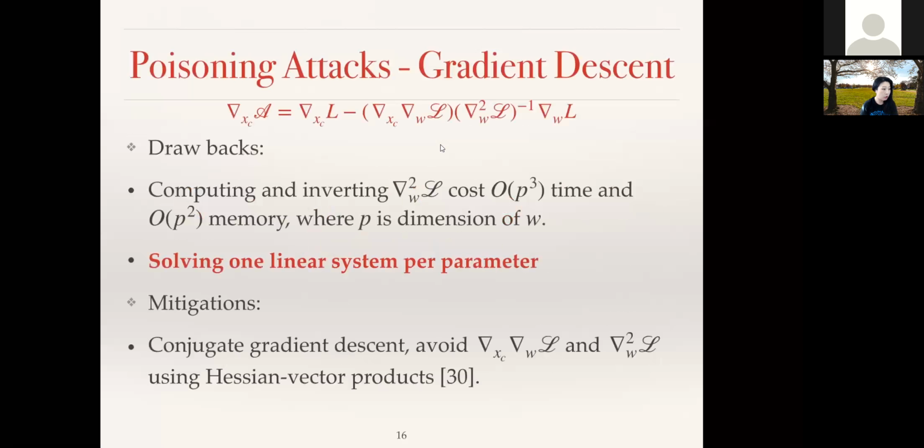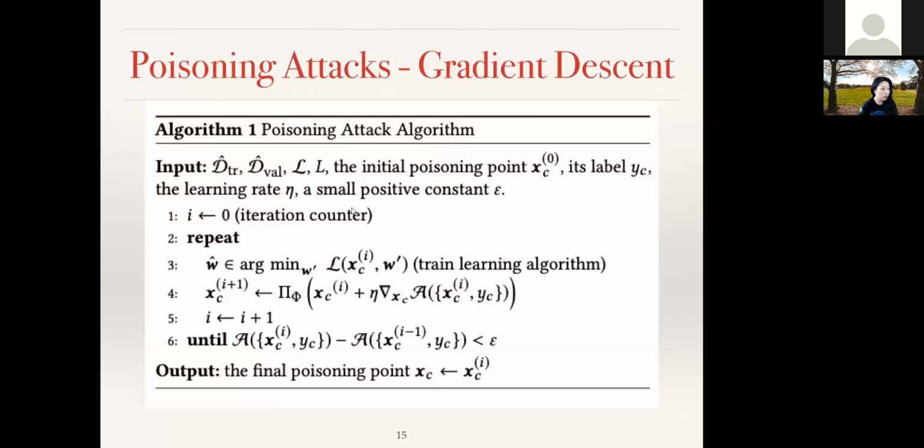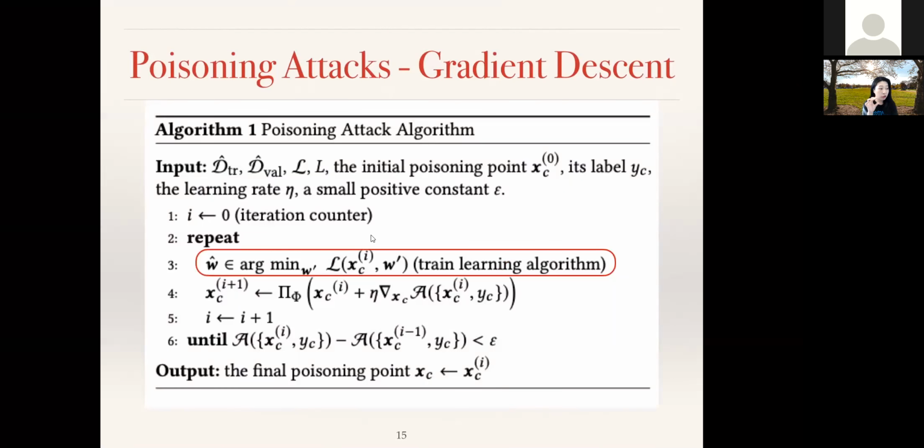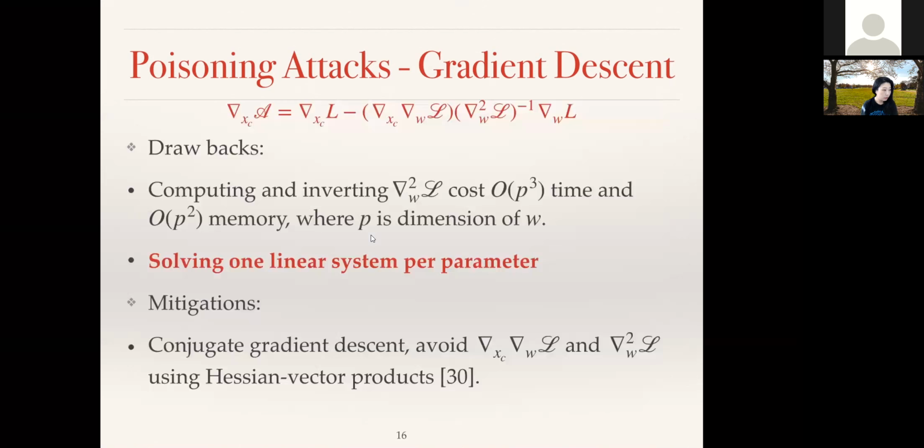Let's go back to this algorithm here so that you know what I mean. This one in the box here, right? I'm using a set of iterations rather than solving the arg min problem.